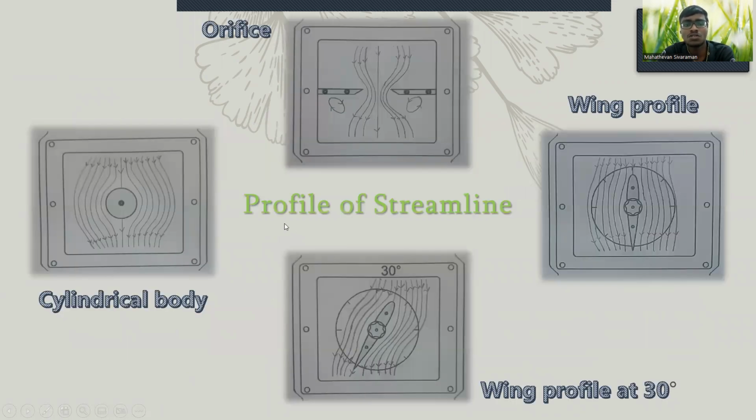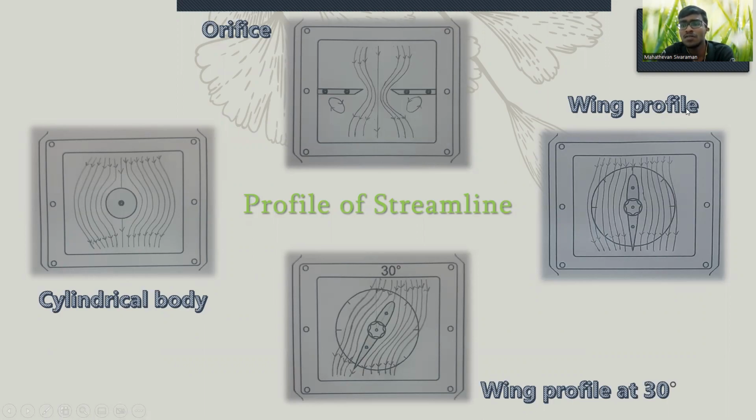Now let us look at the profile of the streamline. First of all, let us look at the cylindrical body. Basically, the flow goes from inlet to outlet, but it will follow the shape of the cylindrical body. For the orifice, it's slightly different because there is only one gap in the middle, at the center. From the inlet, it will flow normally and then focus on the center, and then it will diverge when it comes out from the outlet.